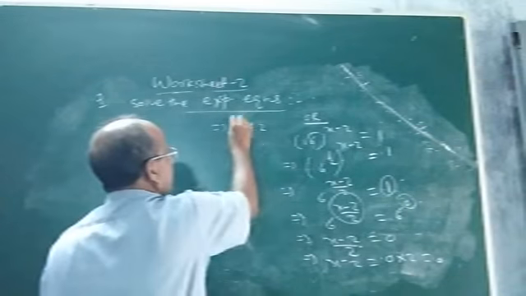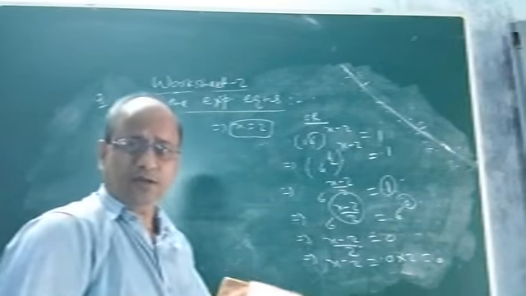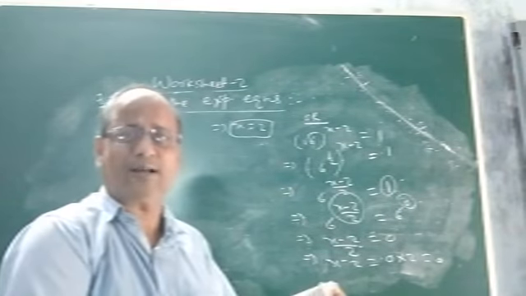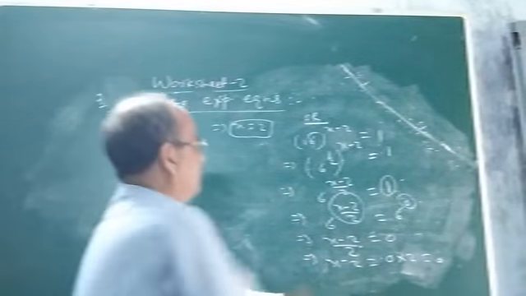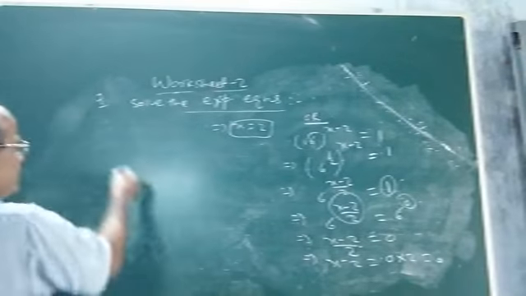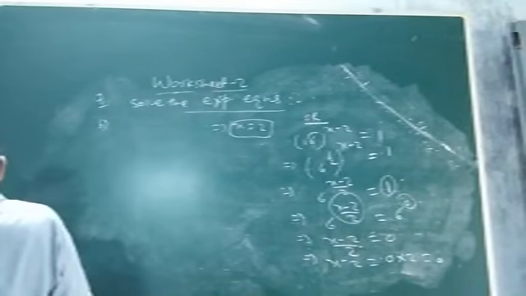See, both the ways we solved it and we got the same value of x. That means x equal to 2 will satisfy the given exponential equation. Okay, so now the next question, number B.